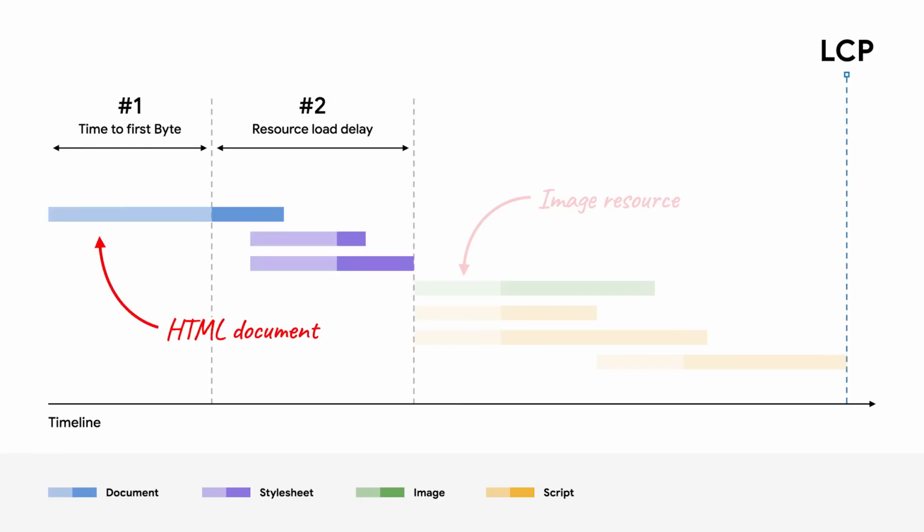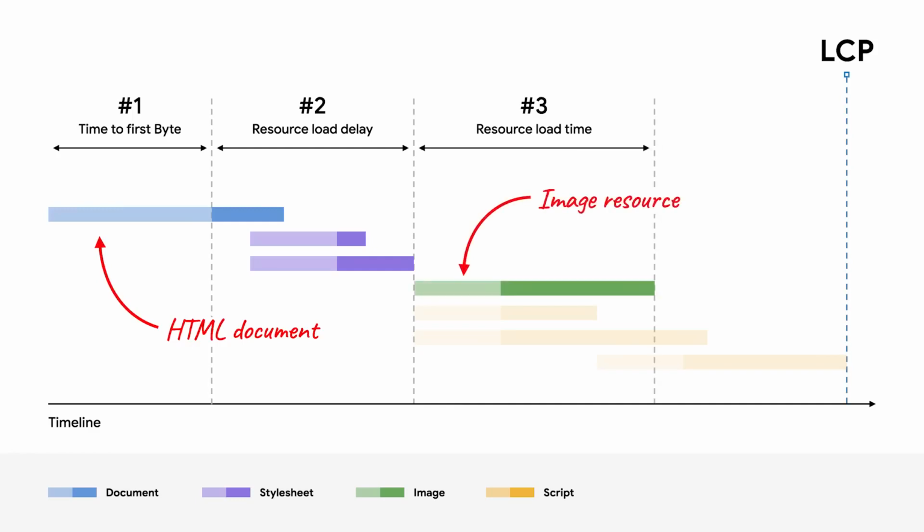The second subpart is the LCP resource load delay. This is the delta between TTFB and when the browser starts loading the resource needed for LCP. In some cases, the LCP element can be rendered without loading any additional resources, like if the LCP element is a text node using a system font, and for those pages, the resource load delay is 0. In general, you want your resource load delay to be as small as possible.